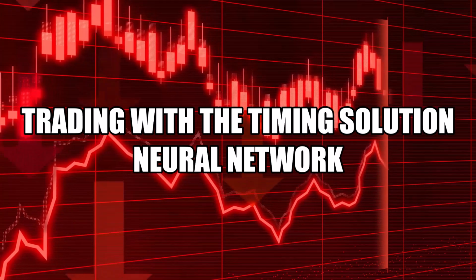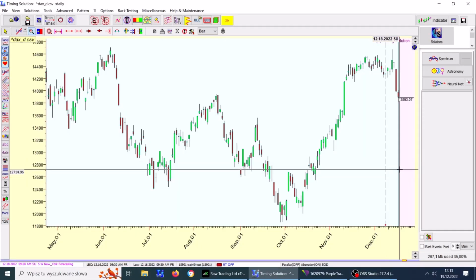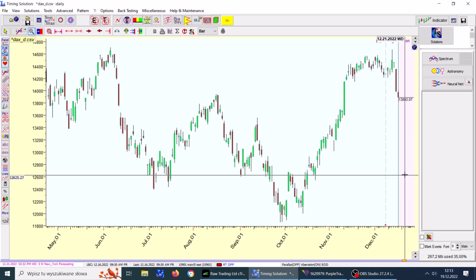In today's video, I will show an example of trading based on a forecast calculated by a neural network for the DAX index of the Frankfurt Stock Exchange. Here is a price chart of the DAX index in the Timing Solution program.